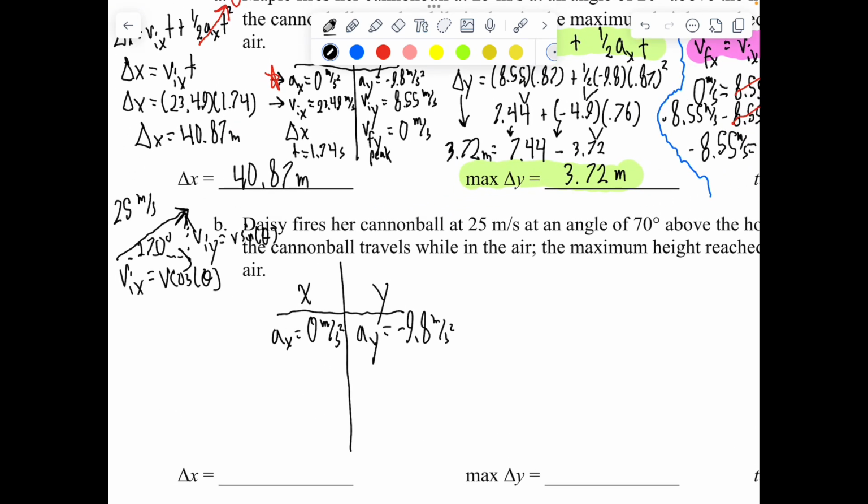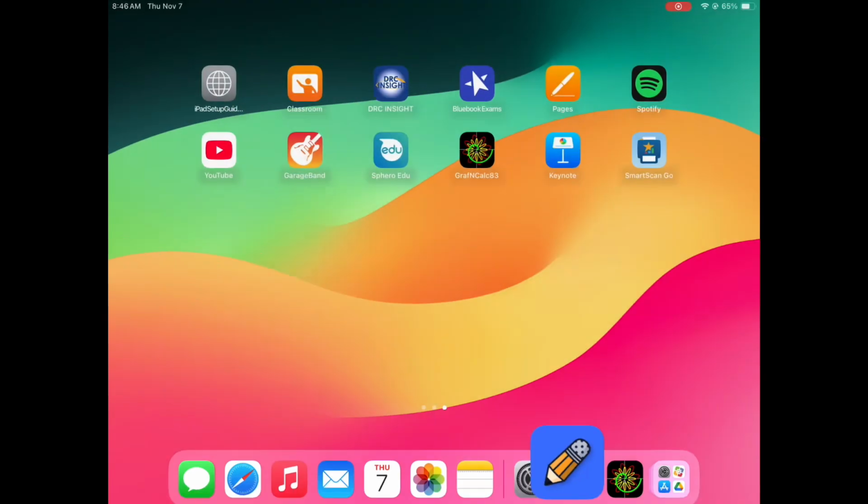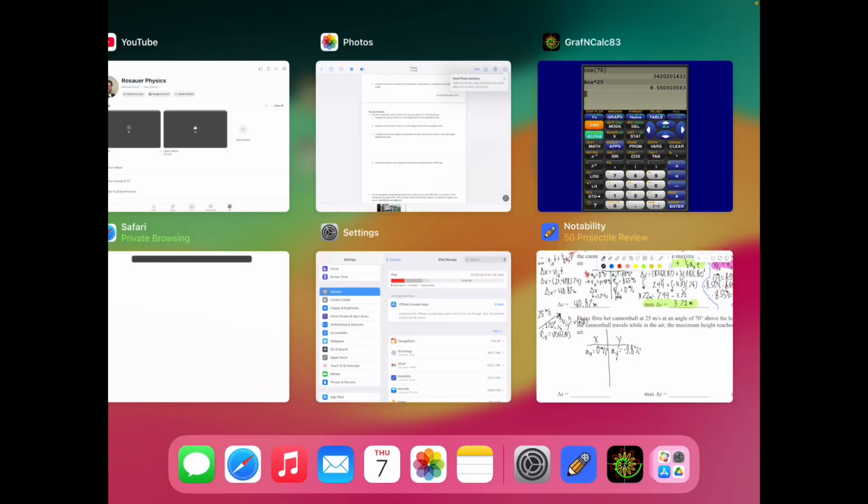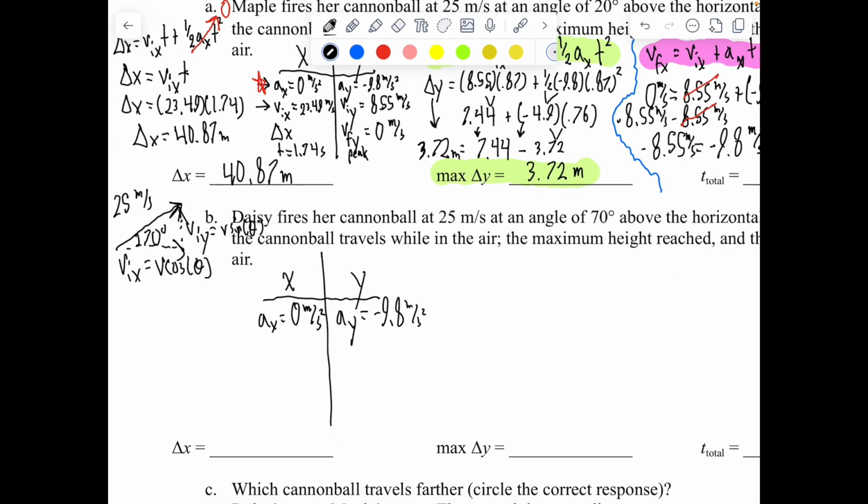If we take our calculator, again, let's plug this in. So let's look at X first. We're going to do cosine 70 times 25. Go into our calculator. We'll take the cosine of our angle, 70, multiply that by 25. Cosine 70 multiplied by 25, 8.55. Okay, this sounds familiar. Initial velocity in the X, 8.55 meters per second.